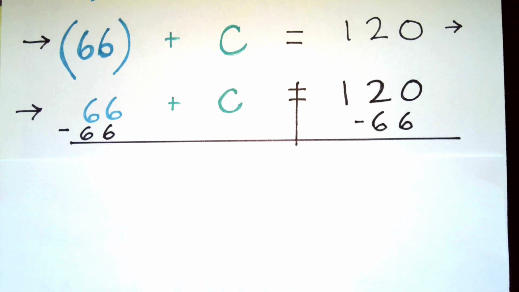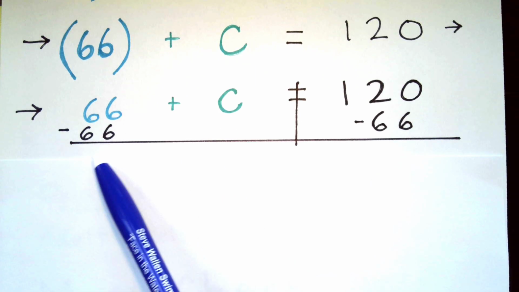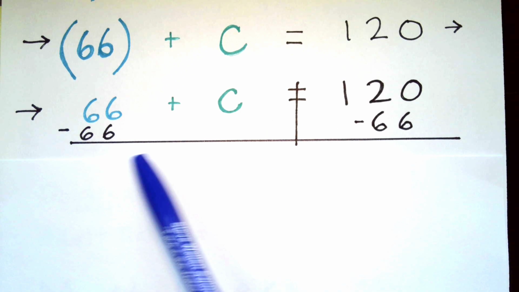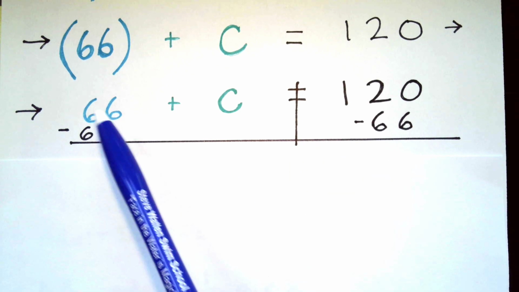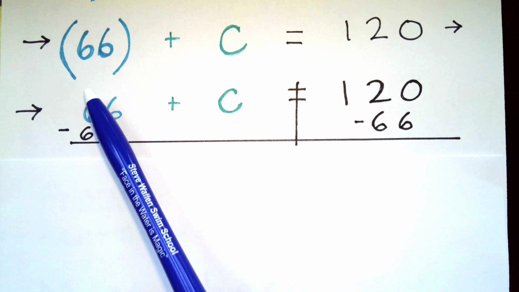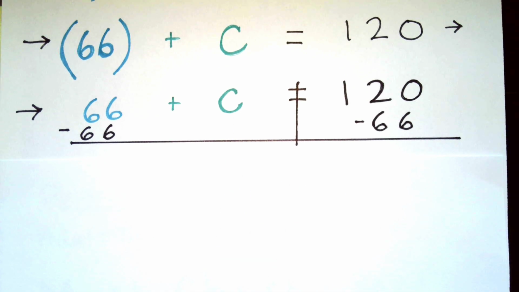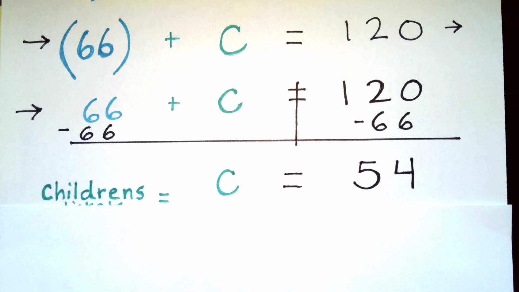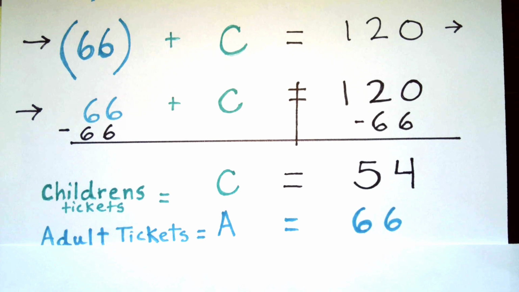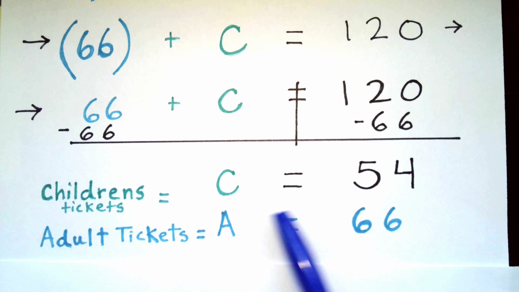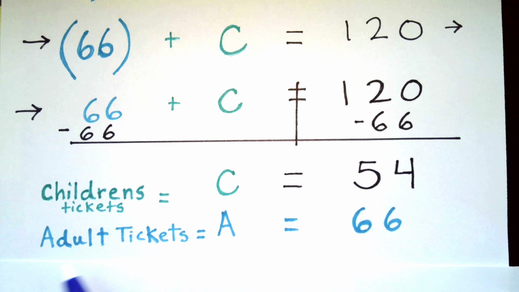Let's take a look. All right, if you said to subtract 66 from both sides of the equal sign, you're correct. 66 minus 66 gives me 0. C is all by itself. I'm going to bring it down. I'll bring down the equal sign. 120 minus 66 is 54. So we have children's tickets sold, 54. Adult tickets sold, 66. But we're not finished with this problem.